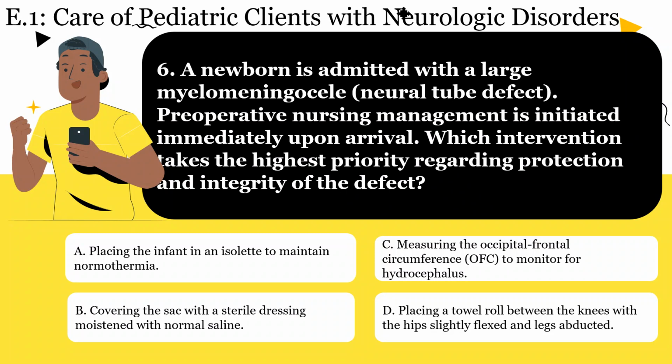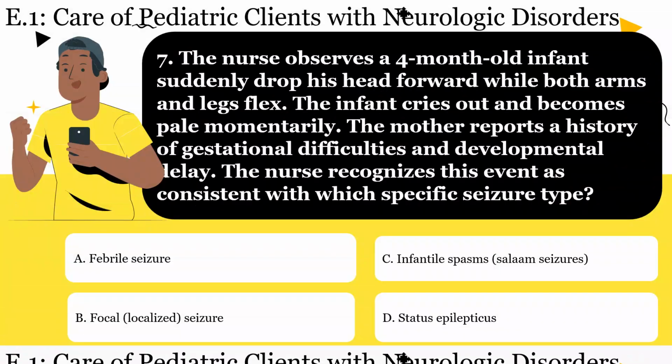The infant should be placed in the prone position to prevent urine and feces from contaminating the defect, because of course it can promote the integrity of that area. That's why you need to cover it with a sterile dressing. Number six is letter B.